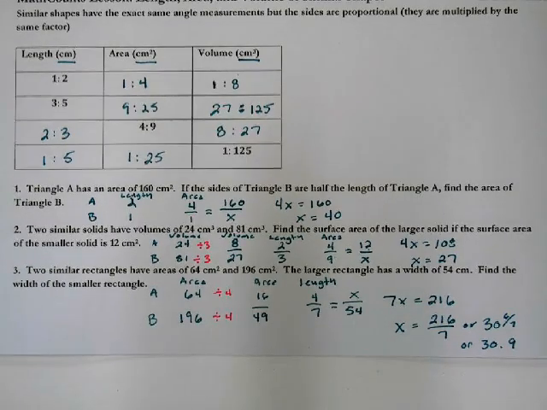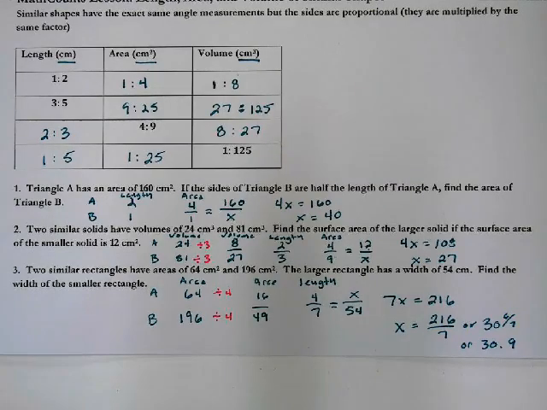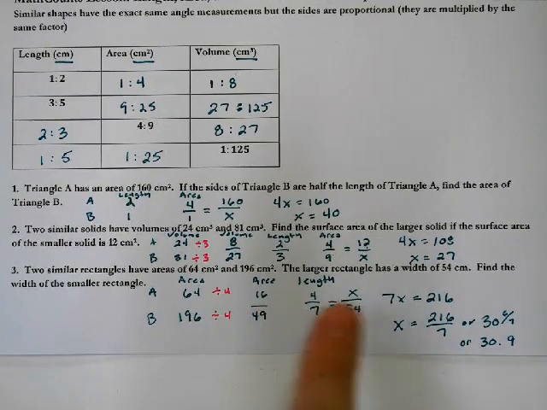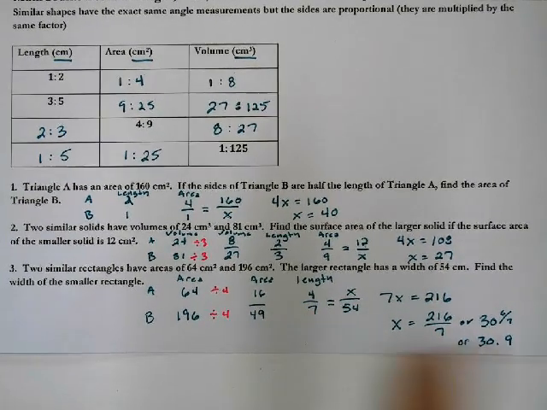All right, so there you go. So just find your ratios, reduce whatever number they gave you first, and then from the reduced ratio, I always move to the length first and then jump to either volume or area from the length.